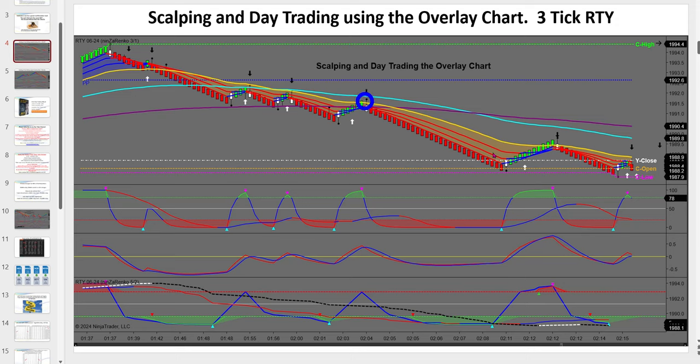But where this is a game changer, traders, it makes it so much easier for identifying entry chart entries, that is your entry chart, in the direction of the higher time frame. It really makes it so much easier. So traders, we've covered a lot.